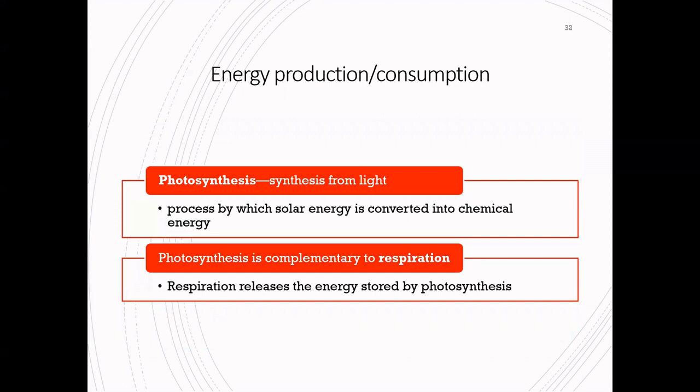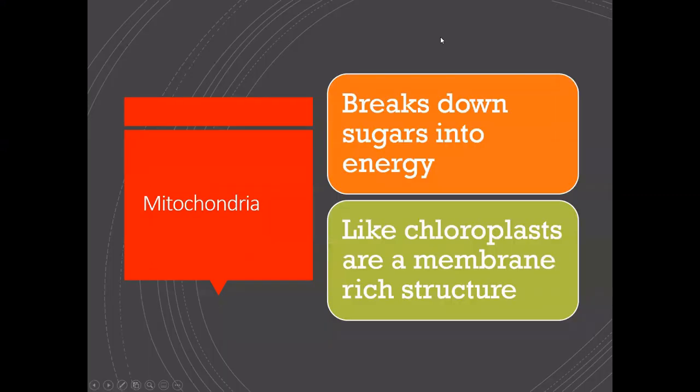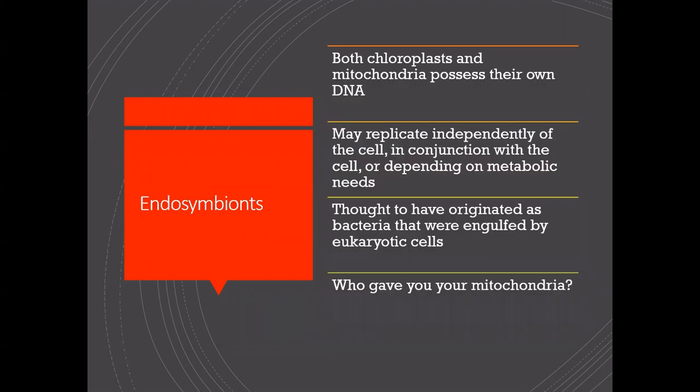And when we talk about energy production and consumption, only plants, autotrophs, can produce their own energy. They do that with photosynthesis, which is literally synthesis from light. Photosynthesis is complementary to respiration. And that's done in the mitochondria. Mitochondria break down sugars into energy. And like chloroplasts, they're a membrane-rich structure. We'll talk more about those as we go further into talking about photosynthesis and respiration.